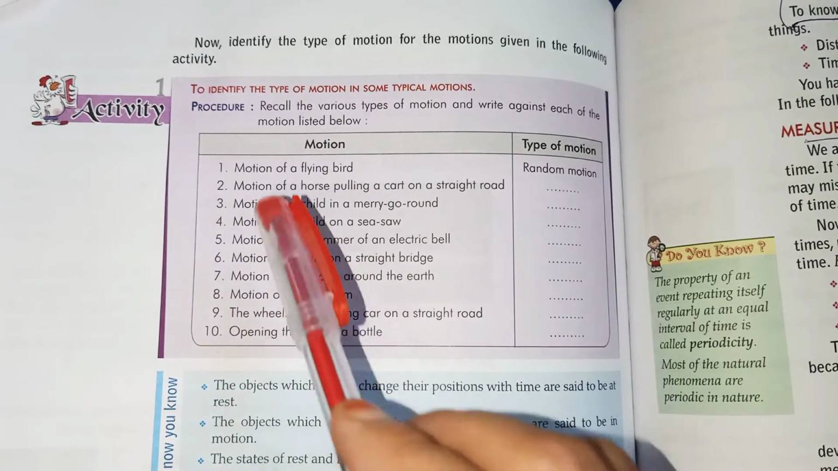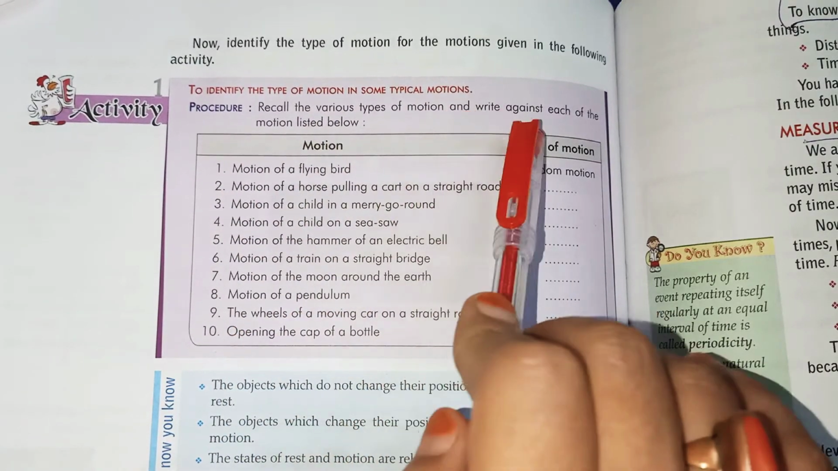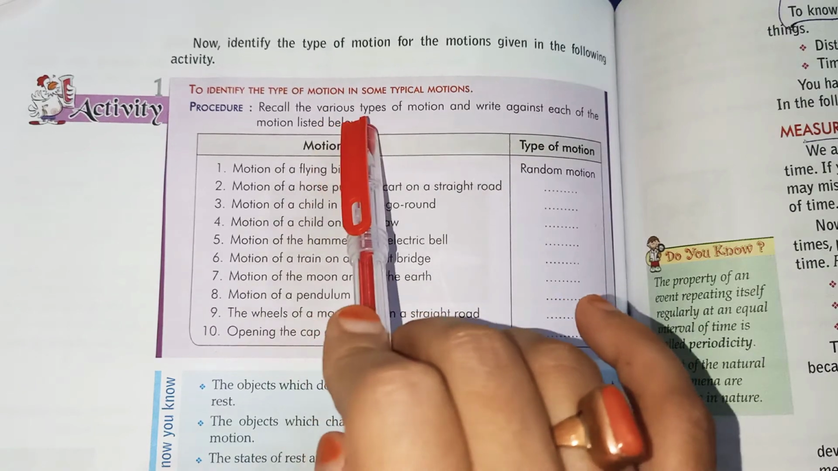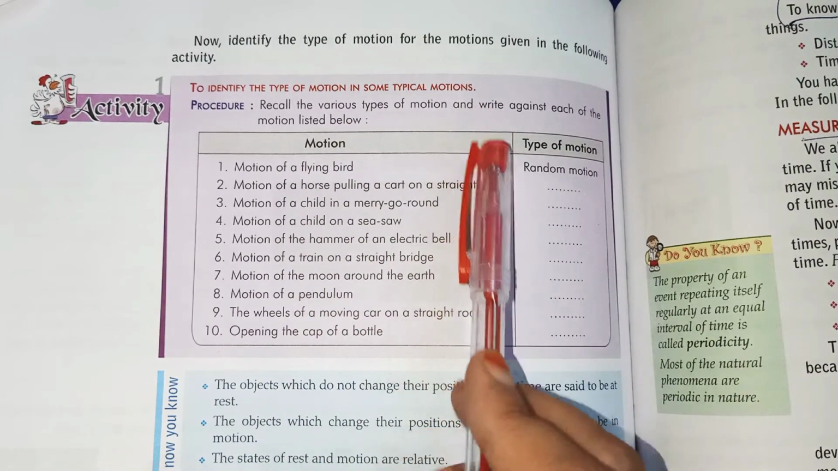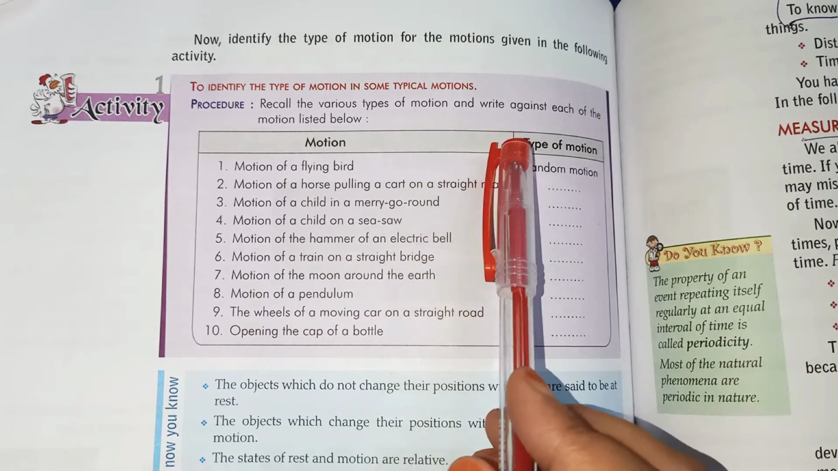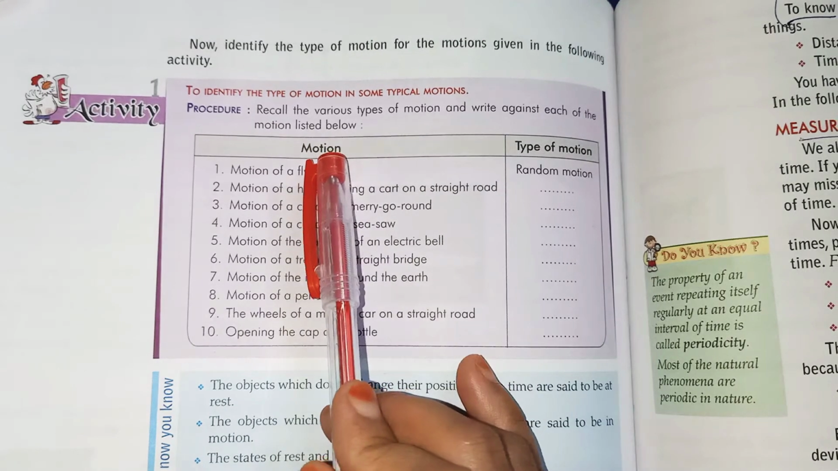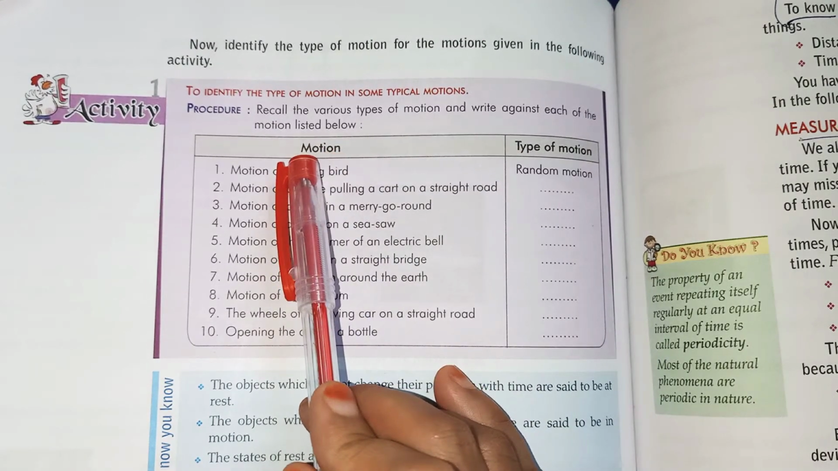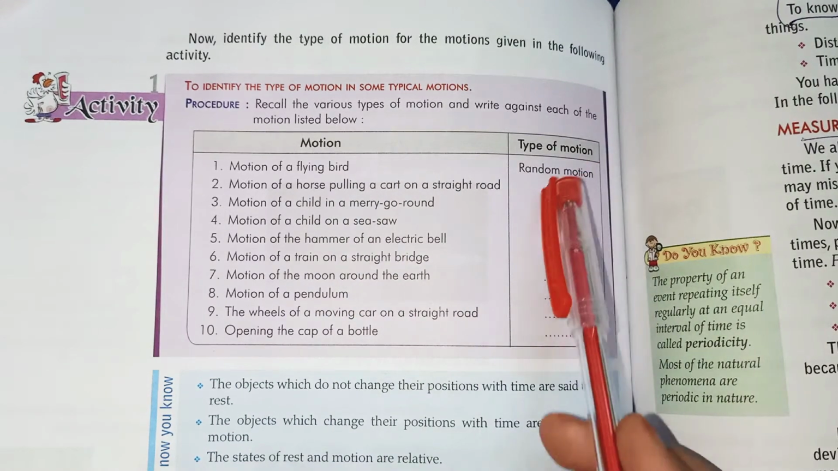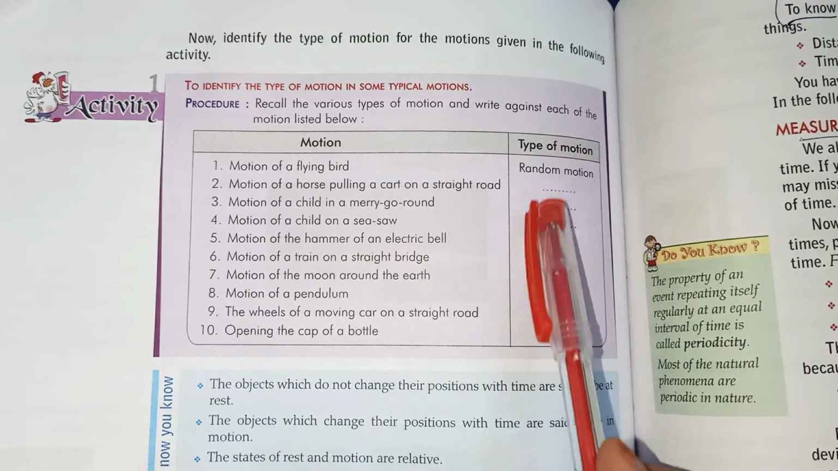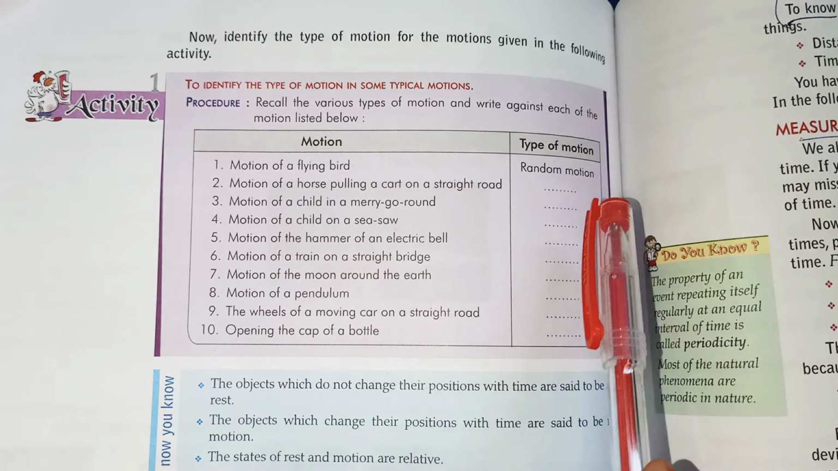Here the procedure is to recall the various types of motion and write against each of the motions listed below. A table is given. In this table there are two columns. At the headline of one it is given motion, and on the side you have to write the type of motion. So you have to mention the different types of motion which you have already learned in your 6th standard, or in our previous video also.